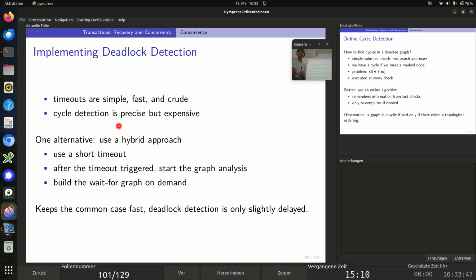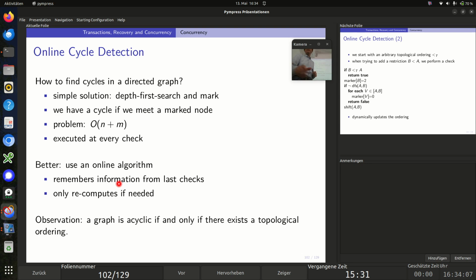So the idea is, okay, instead of pre-claiming and instead of timeouts, have just an algorithm for deadlock detection. And the idea is, okay, we use a short timeout, and after the timeout, we do not abort the transactions, but then we are looking for a deadlock. Okay, so that's a hybrid approach. And how to find cycles in a directed graph.